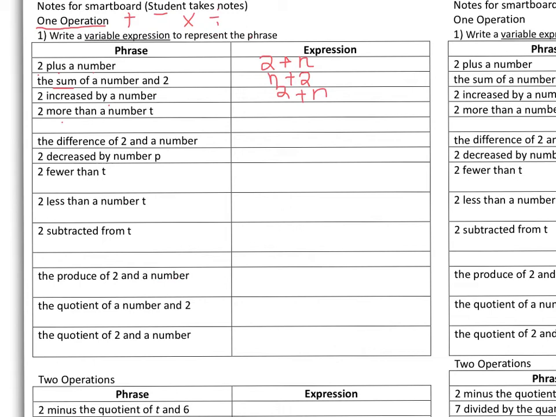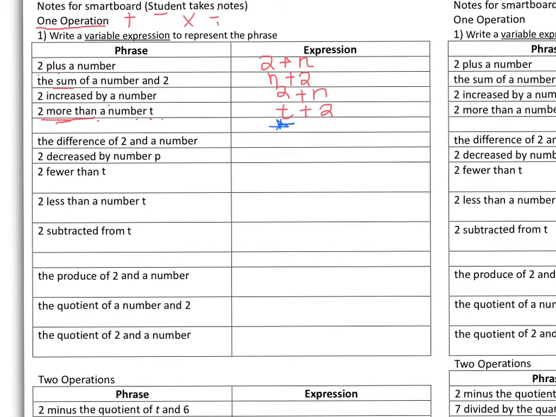2 more than a number t. So this has to be t plus 2. This is saying that there are 2 more than the number t. So that's why we need to switch, or write the t first. This is very important.